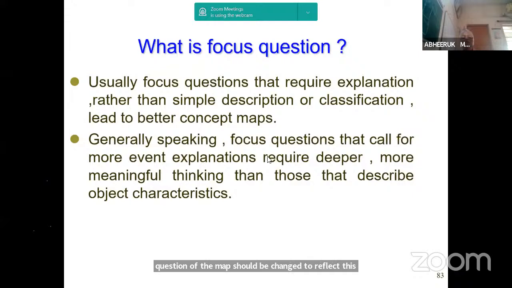Usually the focus question requires explanation rather than simple description or classification. So for description or classification purposes, you don't use a concept map. Only for explanation type questions do you use a concept map. Generally speaking, focus questions that call for event explanation require deeper or more meaningful thinking than those that describe characteristics.